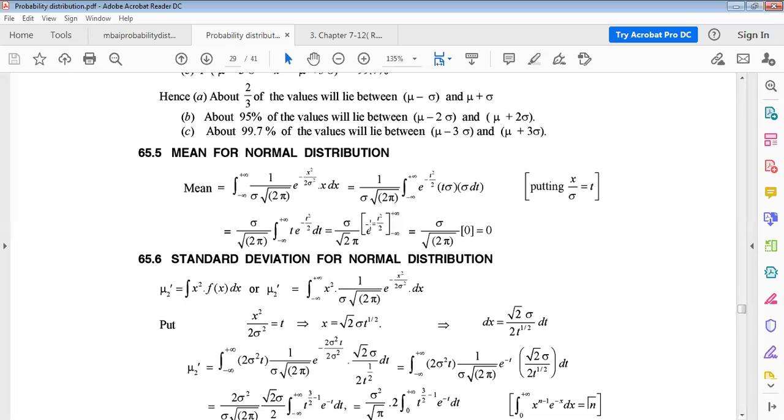Actually, this is an odd function, which is why this value will be 0 after putting minus infinity and plus infinity for t. That means e to the power minus infinity, which is 1 by e to the power infinity, 1 by infinity, which is 0. This is why the whole value will be 0. That means the mean equals 0. For the normal distribution, the mean equals 0.